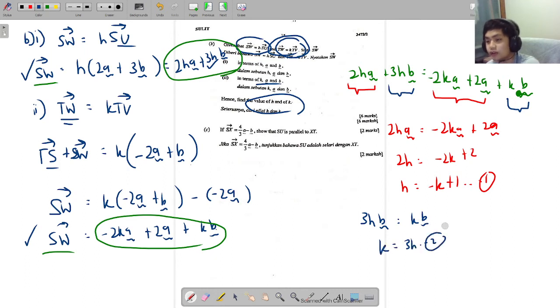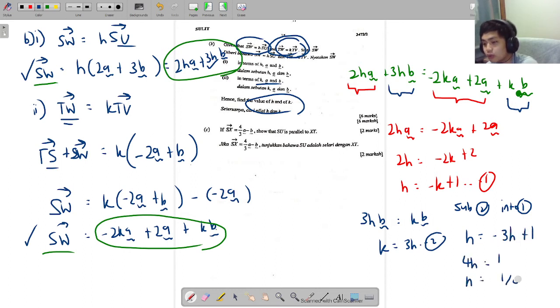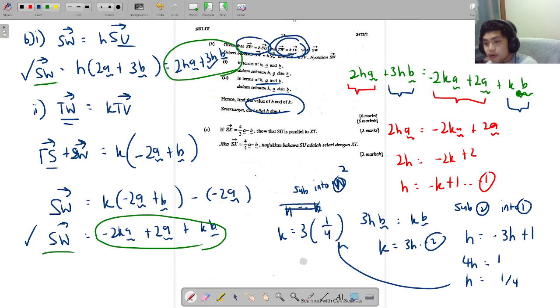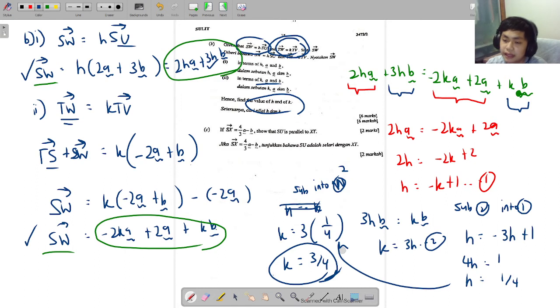This is 2. So I can just say sub 2 into 1, and it will be H equals to negative 3H plus 1, 4H equals to 1, H equals to 1 over 4. And I can sub this back into 1. So H equals to negative K, or actually I sub into 2 easier. So 2, it will be K equals to 3 times 1 over 4. So K equals to 3 over 4. So this is my value for H and K.